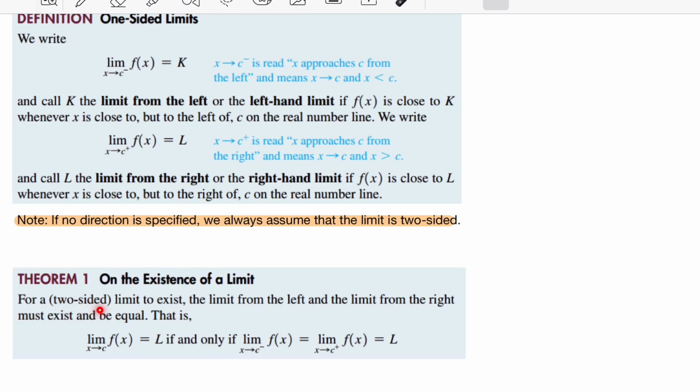So in order for a two-sided limit to even exist, the limit from the left and the limit from the right must be equal. So this is written out. The limit of our function as x approaches c is equal to L if and only if the left-hand and the right-hand limits are both equal to L.